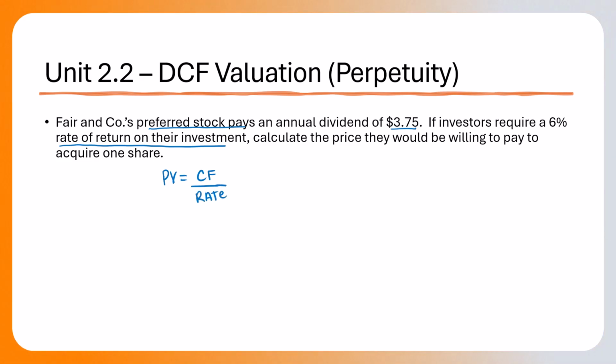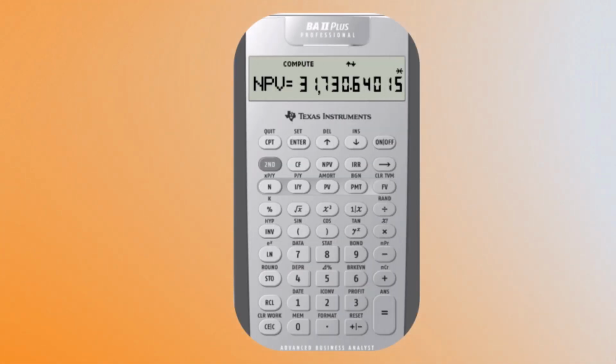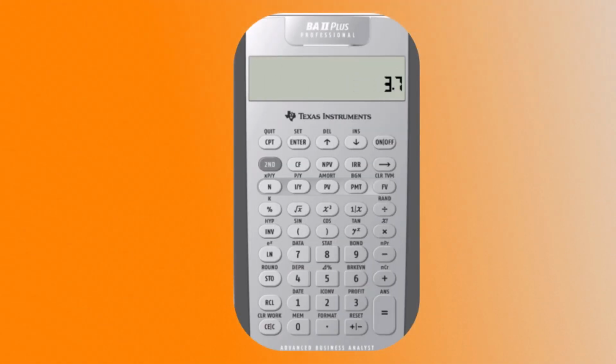It is a perpetual cash flow. It's assumed to be paid every year, in this case, forever. That means that all we need to do is take PV equals the 3.75 and we are going to divide it by 0.06 or 6%. That would be what somebody would be willing to pay for this particular series of cash flows.